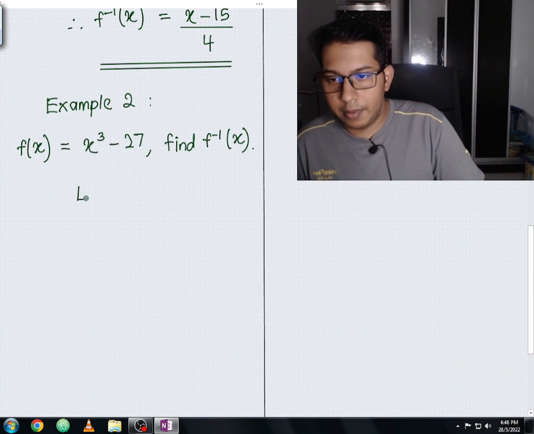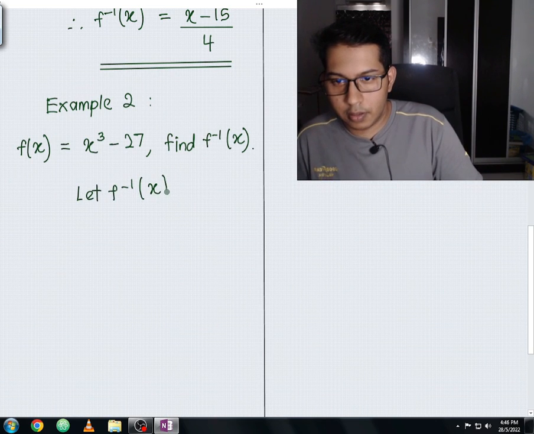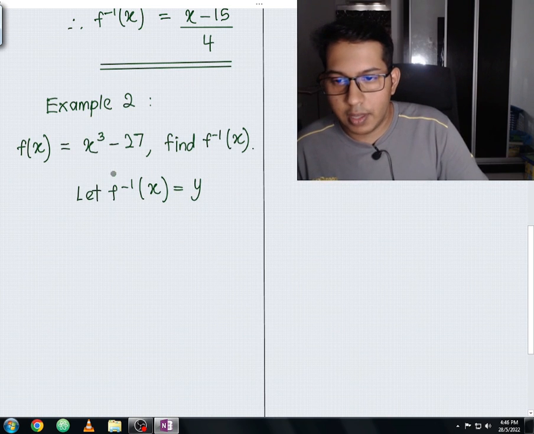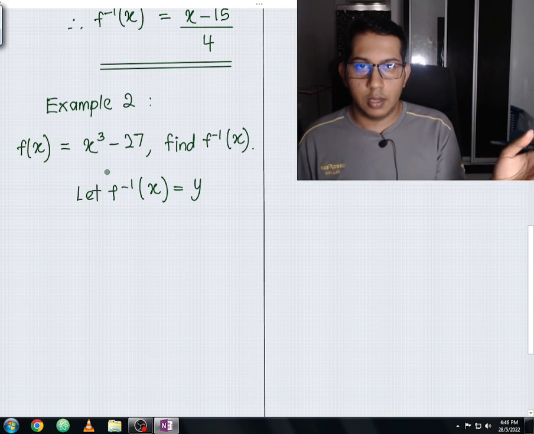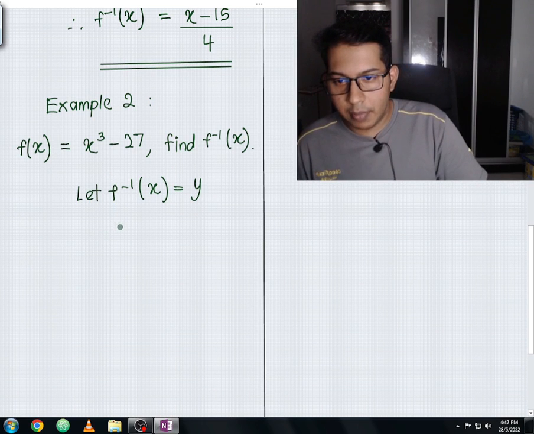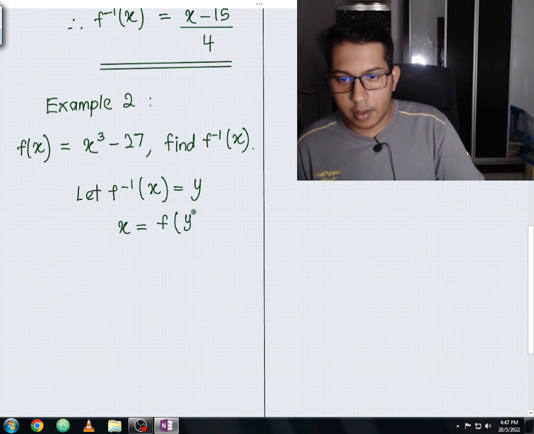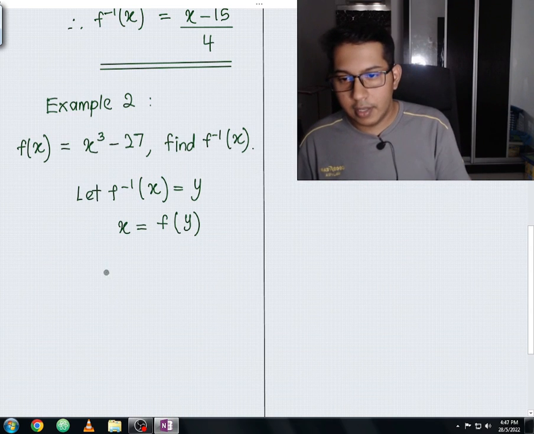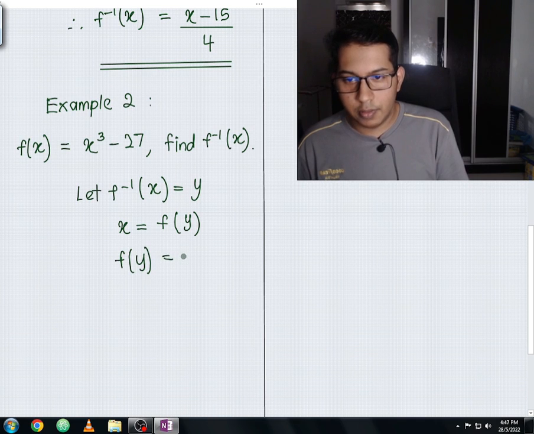Okay, so we're going to let f inverse x is equals to y. And then from here the f inverse will be moved to the right hand side, so it will become x is equals to f y. So from here x is equals to f y, so you rewrite it such that f y is equals to x.